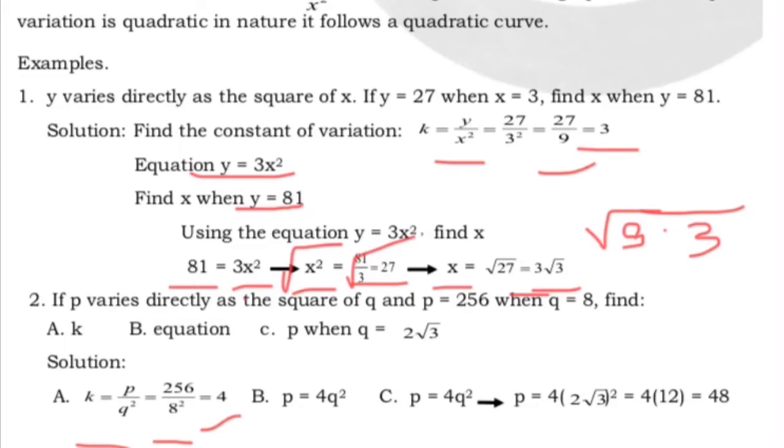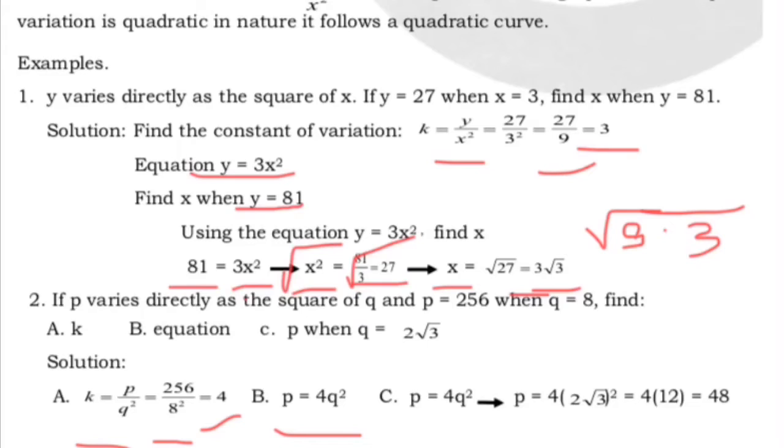Now since our k or constant of variation is 4, we can just substitute that into p equals kq squared to make the equation in letter B. So our equation will be p equals 4q squared.